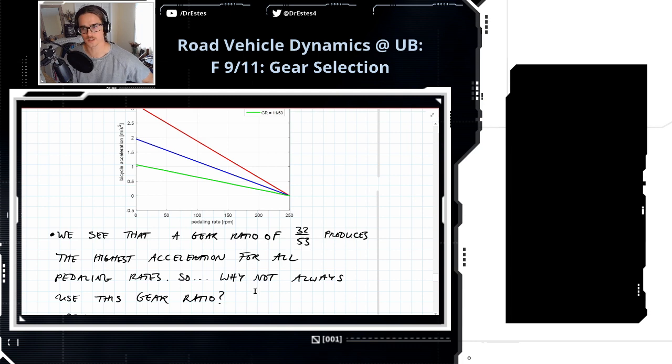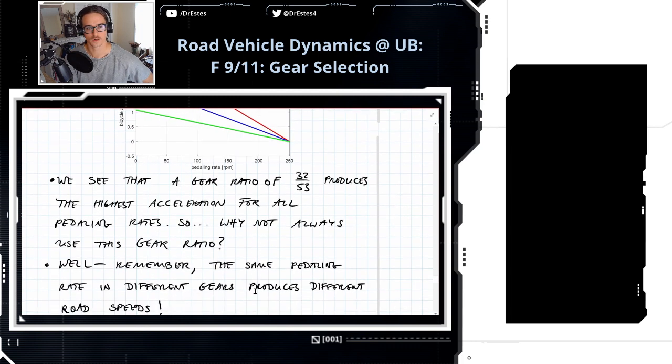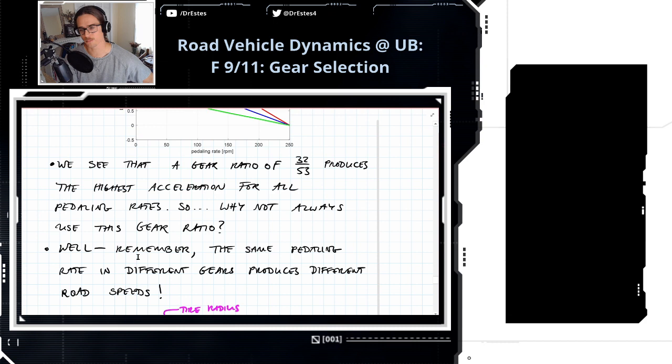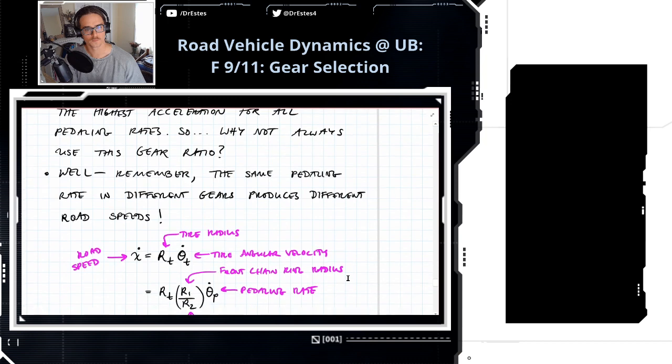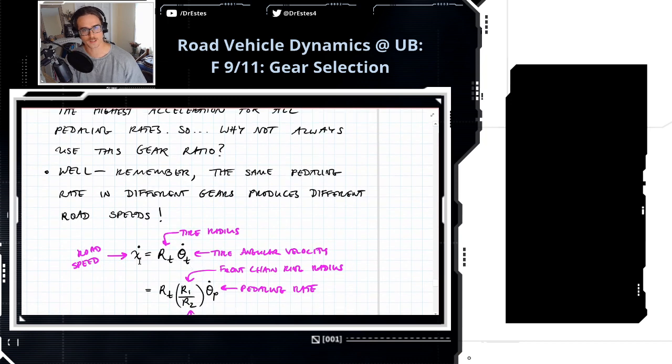Why not always use this gear ratio? This is a more basic thing. The same pedaling rate in different gears produces different road speeds. Now think about this. Your road speed, x dot, is the tire radius times the tire angular velocity. Now the tire angular velocity is different than the pedaling rate.